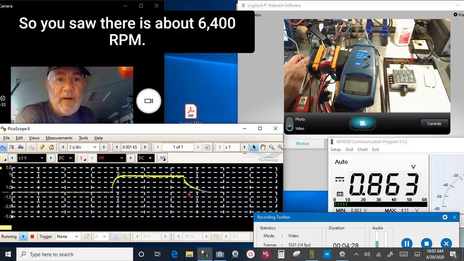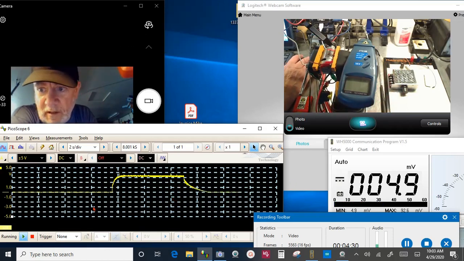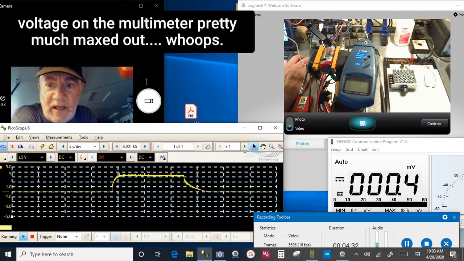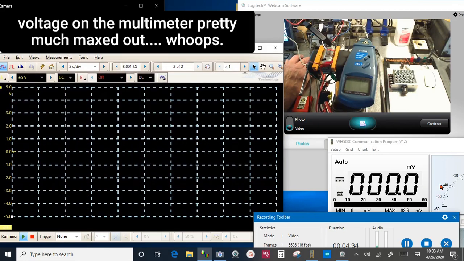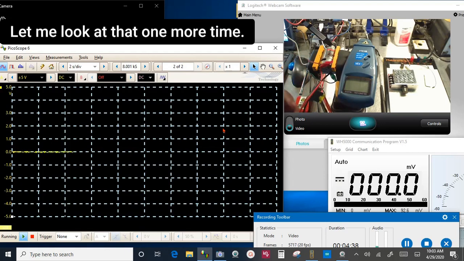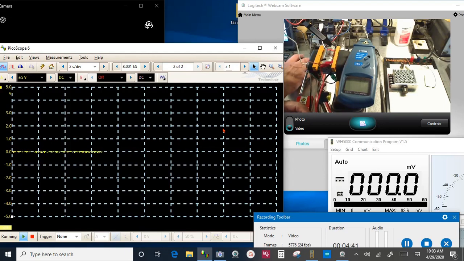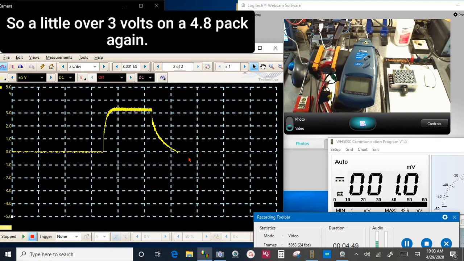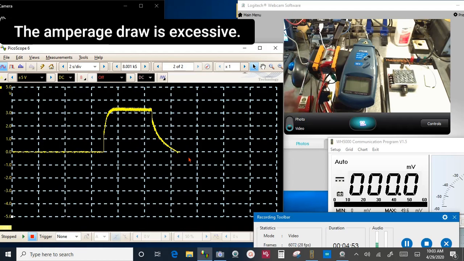So you saw there was about 6,400 RPM. Voltage on the multimeter pretty much max. Whoops, I lost my signal. Let's look at that one more time. So a little over 3 volts on a 4.8 pack. Again, the amperage draw is excessive.